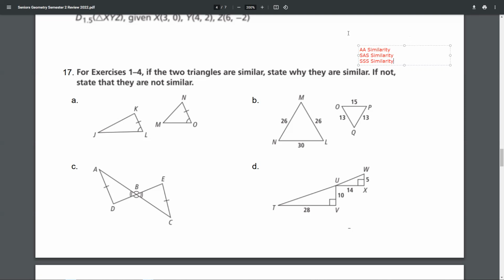So for number 1, we have 1 pair of angles congruent, 1 pair of sides congruent, and that's it. So we don't have enough information. So something like NEI, not enough information.